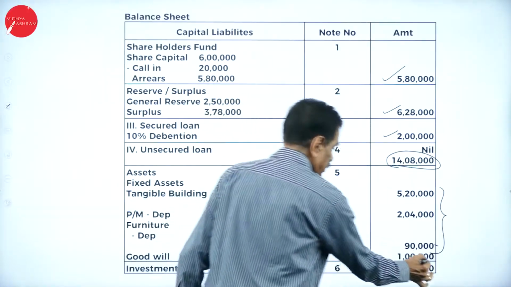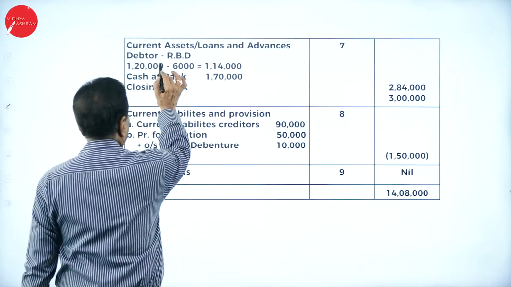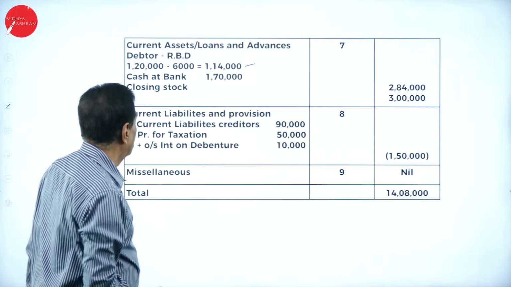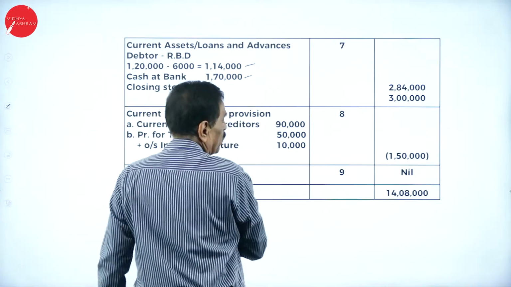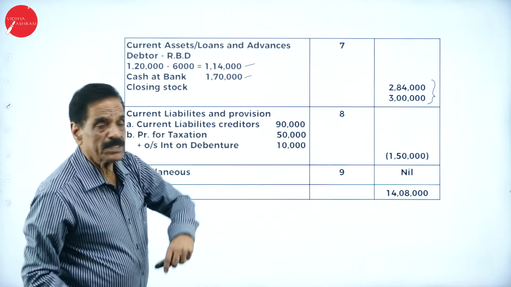60,000. Then come back to current assets, loans and advances. Debtors are 1 lakh 20,000 minus RBD 5%, which is 1 lakh 14,000. Cash at bank 1 lakh 70,000. Your closing stock is 3 lakh. This is note number 7.